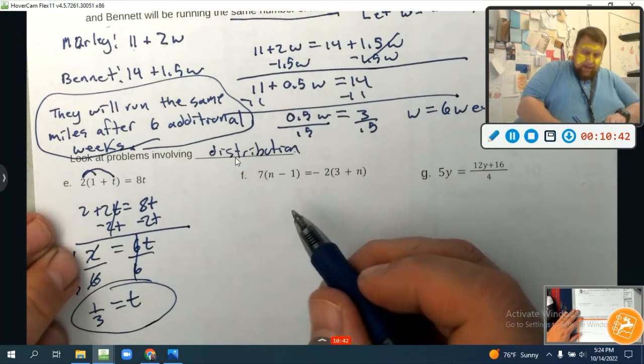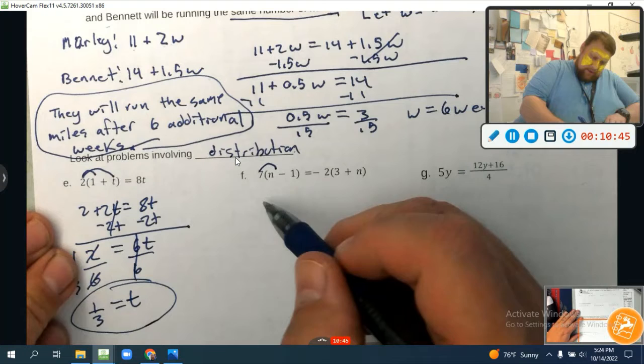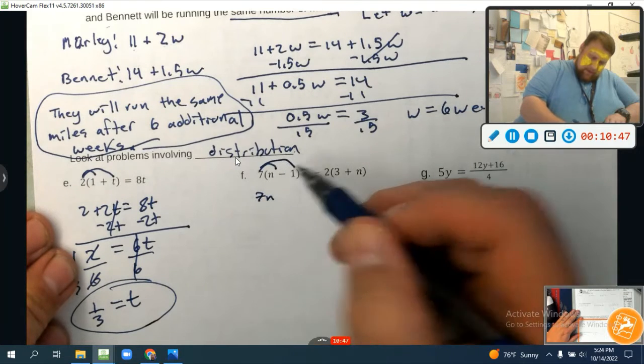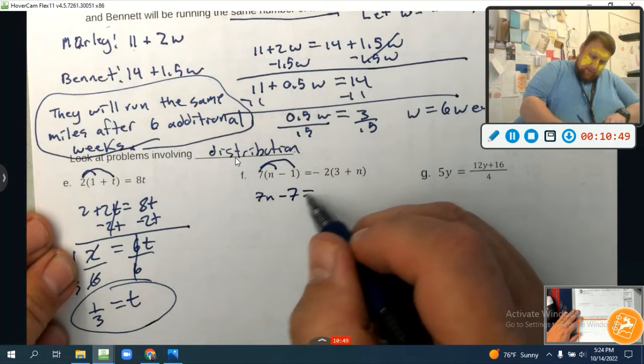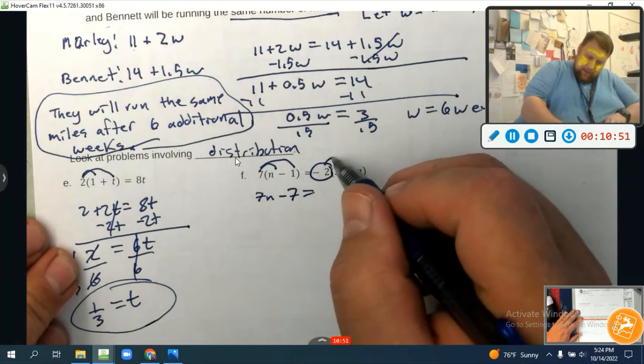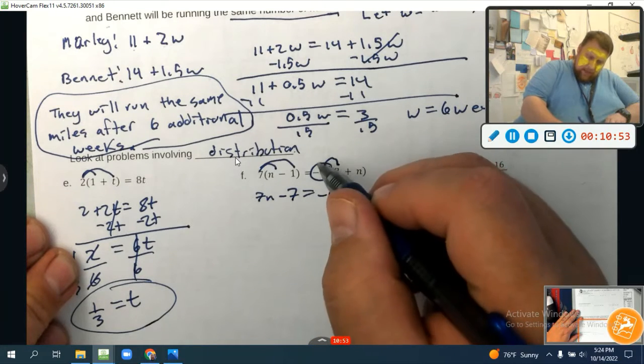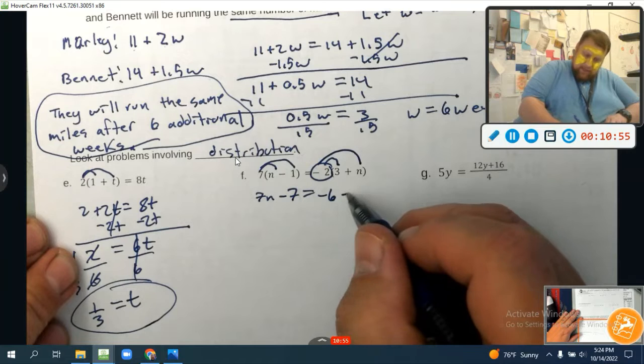Boom. We want to get rid of everything else, so add 7 to both sides. I get that 9n equals 1. Divide both sides by 9, and n equals 1/9.